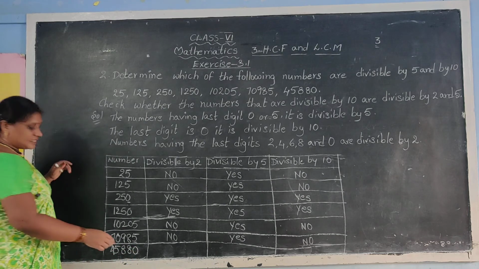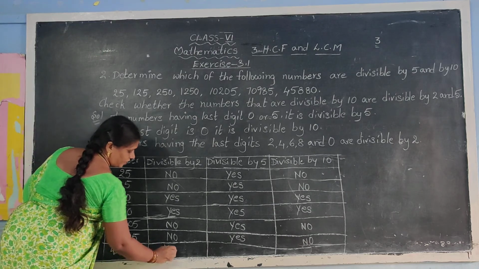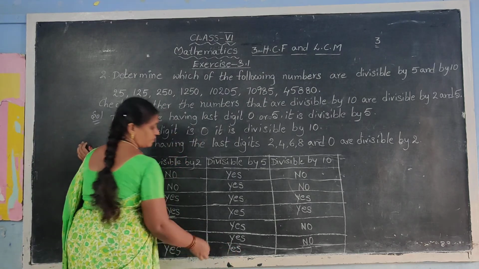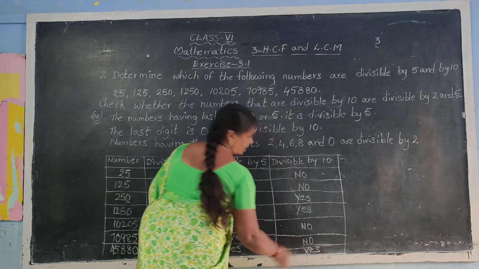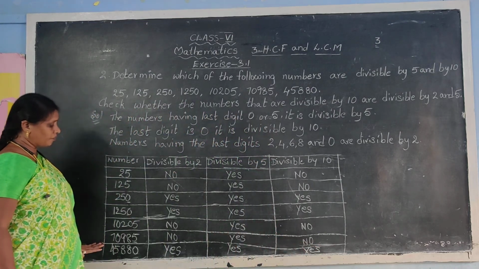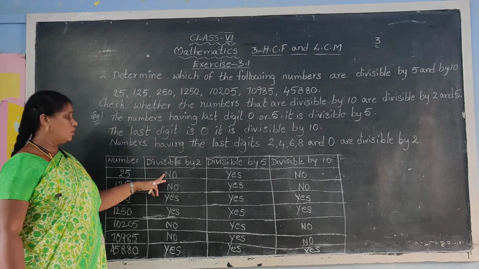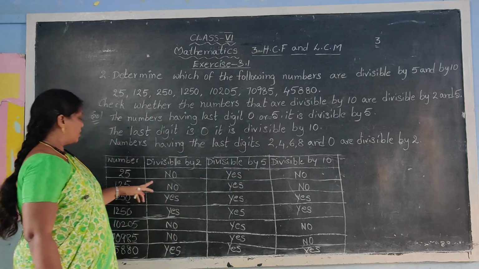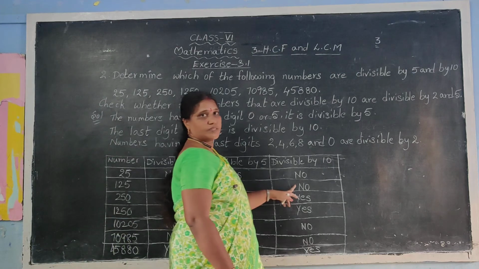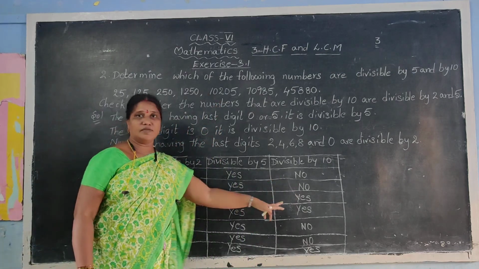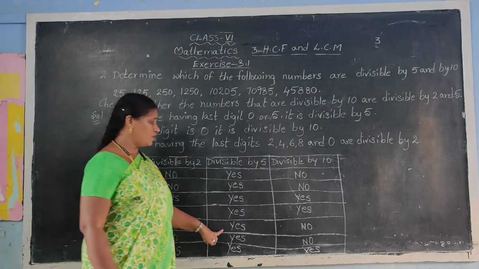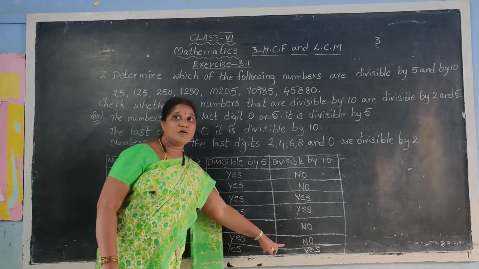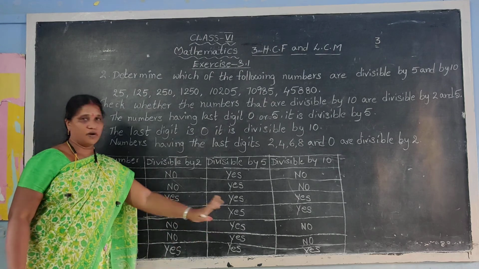880. Here the last digit is 0, so it is divisible by 2, divisible by 5, and divisible by 10. You can observe this. 25: not divisible by 2, divisible by 5, not divisible by 10. Then divisible, divisible, divisible. Then not divisible, divisible, not divisible. Last one, divisible by all.